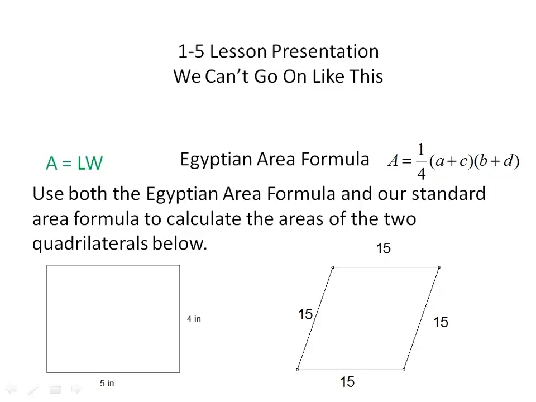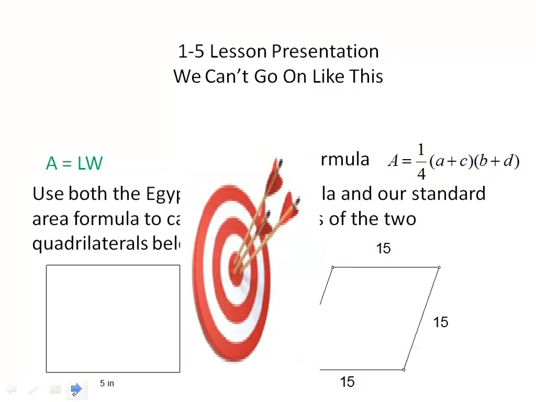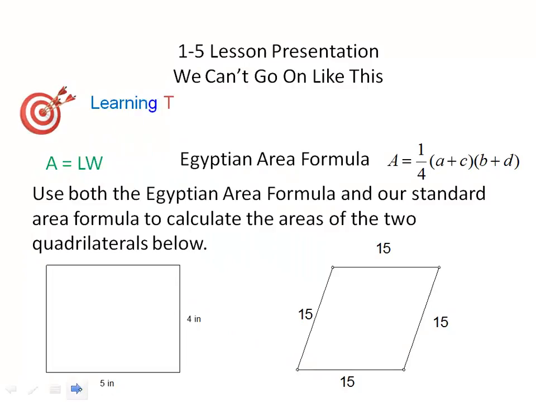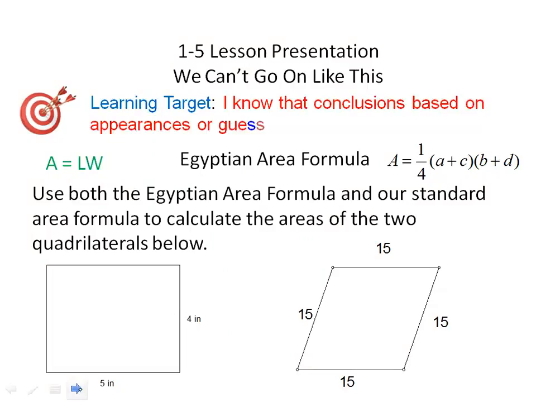This presentation is for the last lesson in Chapter 1, and its learning target is: I know that conclusions based on appearances or guessing may not always be correct. This is kind of where we've come to. That's why the title of this lesson is We Can't Go On Like This. We need an organized system, and that's what's coming up in the book.